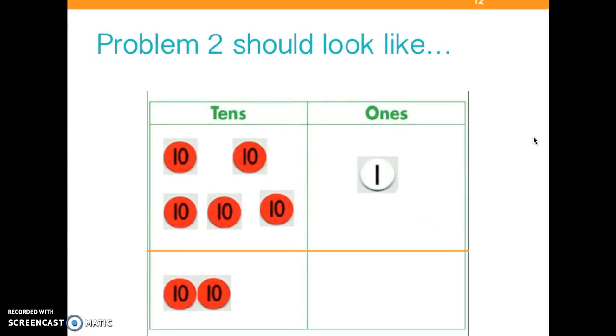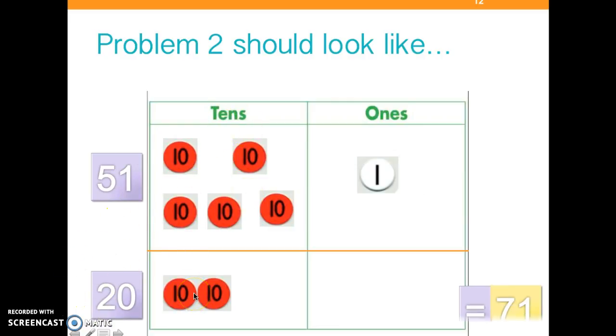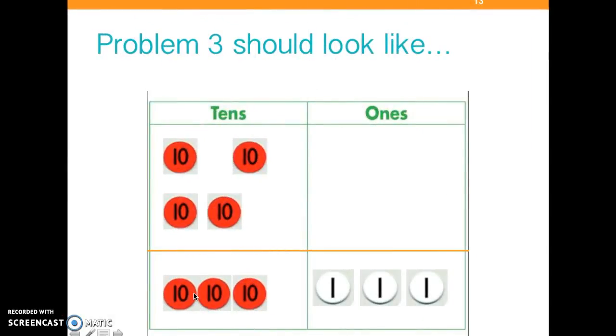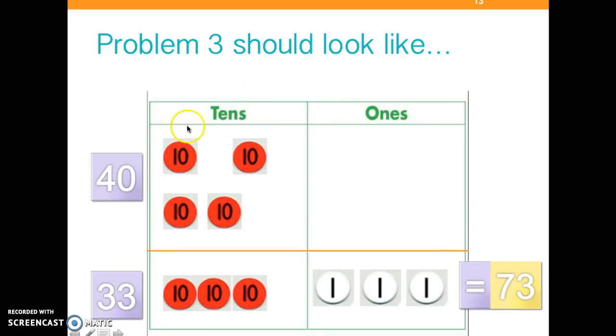So this is what your problem 2 should look like. We have 51, so we should have 5 tens. So this is 5 right here, and then we should have 1 one. So that's right here. Now the next one, we should have 20. So 2 tens, 0 ones, 71. Problem 3, same thing, 40. So 4 tens, 0 ones, 3 tens, and 3 ones for 33. Let's add these all together. So now we have 1, 2, 3, 4, 5, 6, 7 tens, 3 ones, 73 altogether.